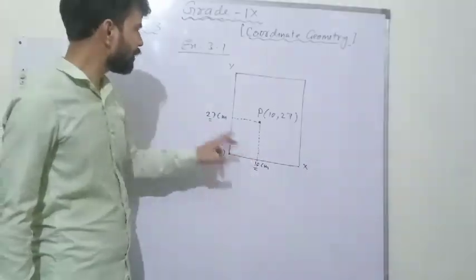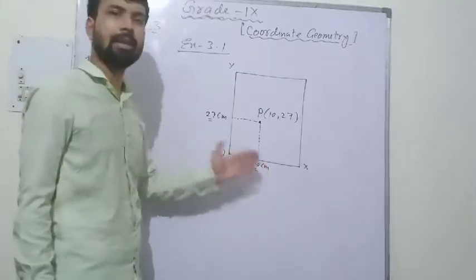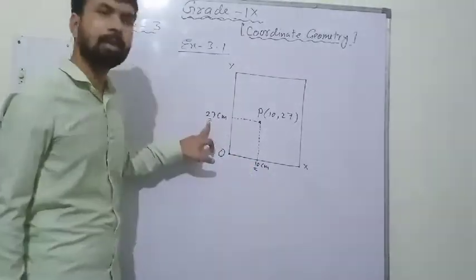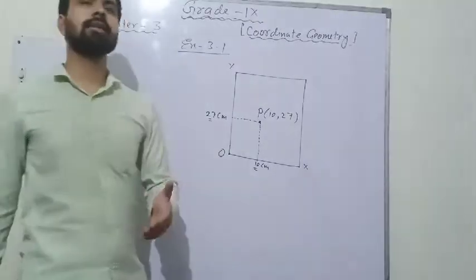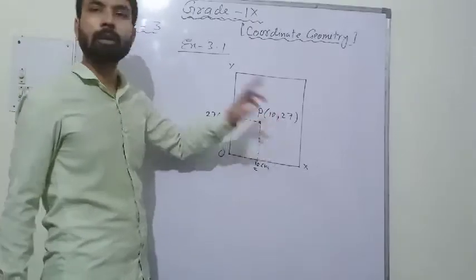Clear? These numbers are my consideration. You can consider 5, 7, 10, 1, 2, 3, 4, whatever. So these numbers are my consideration, and you can consider any other number. So the position of this table lamp will be 10, 27.